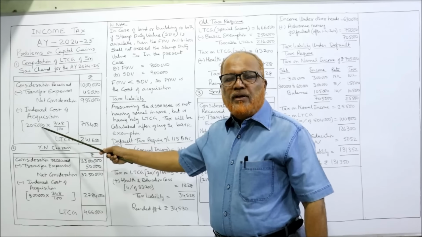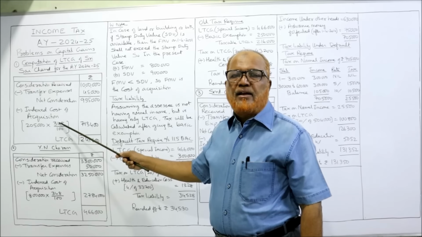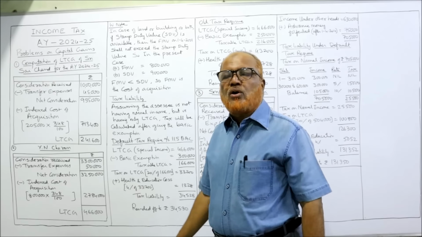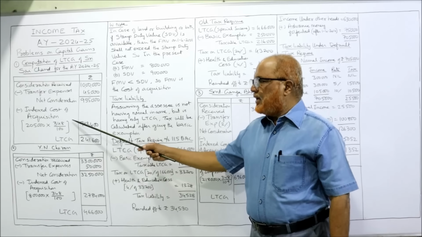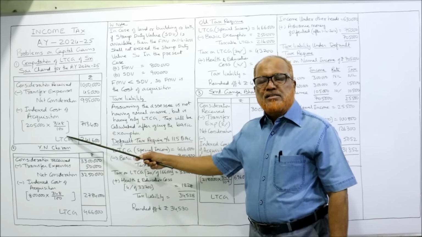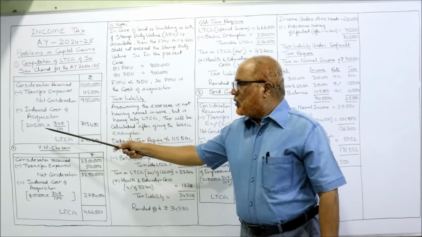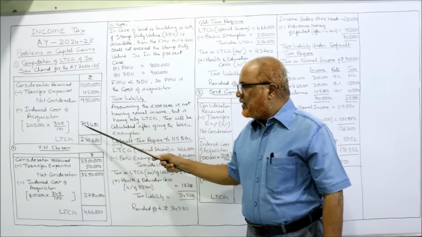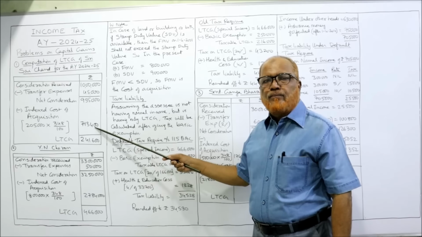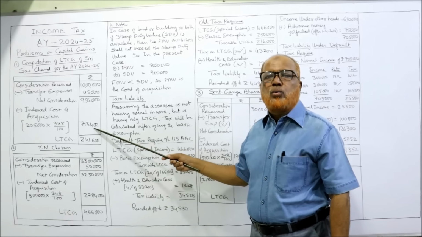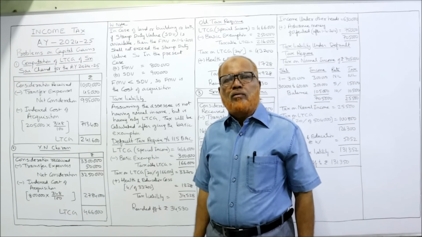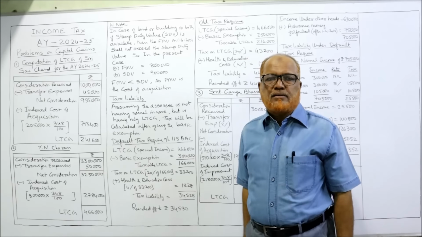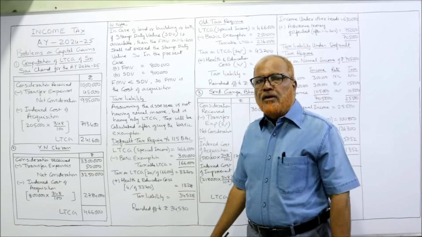Actual cost into current previous year index divided by index of the purchase year. The current year index is 348 and the purchase year index is 100, given in the problem. So 2,05,000 into 348 by 100 gives 7,13,400. This is called indexed cost of acquisition. Subtract, you will get 2,41,600, that is long term capital gain. That's it. This is the first problem.